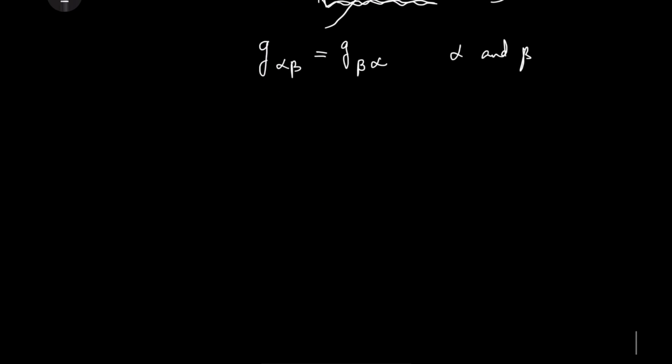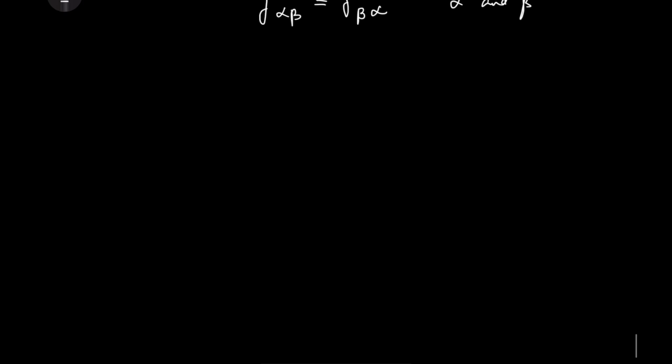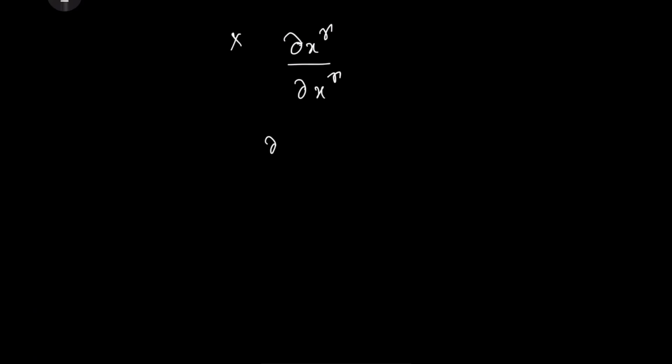Now in the remaining term, I multiply and divide by partial derivative of x gamma, and I have to take partial derivative of g alpha beta. This will be a common term, so this common term I can take outside the bracket. So I am going to do two steps now: multiply and divide by this quantity and take this quantity common outside the brackets.